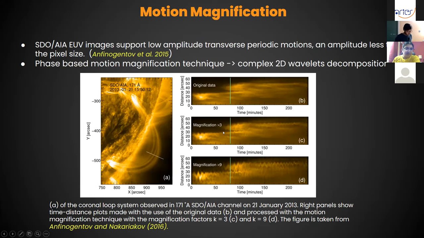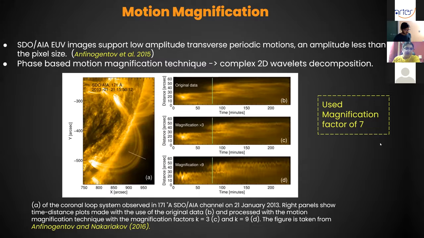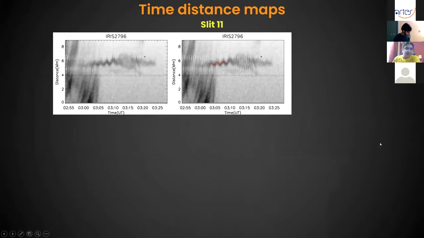Okay, so here after magnification of 3 and 9, we are able to see so many oscillations. This technique was very useful for our work. So we have used a magnification factor of 7 for our work, and after that, here I am showing the individual instances where we find coronal rain in the optically thick channel, and before and after oscillation in that particular loop also.